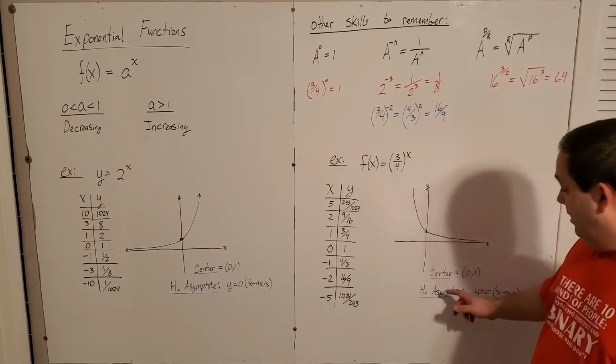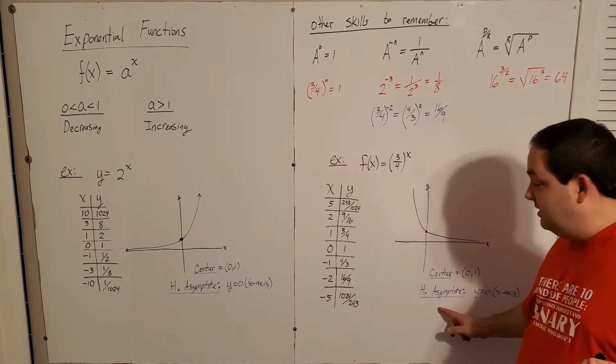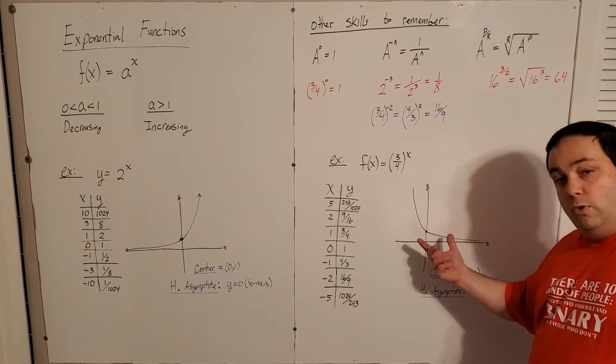So key features, again, the center and the horizontal asymptote are the same, but it's just in the reverse order on a decreasing function.